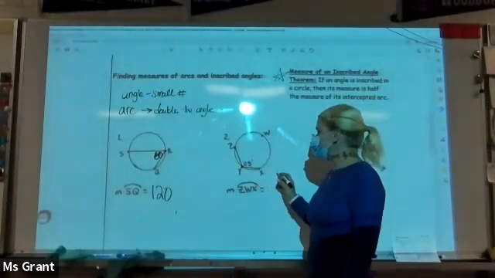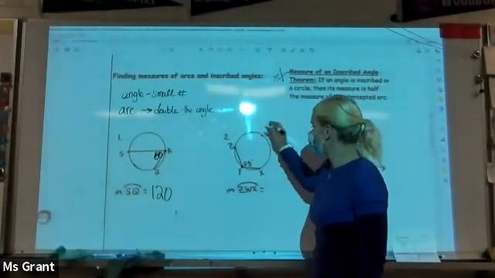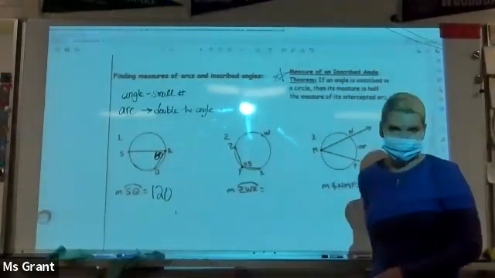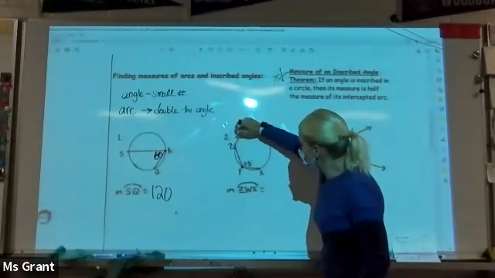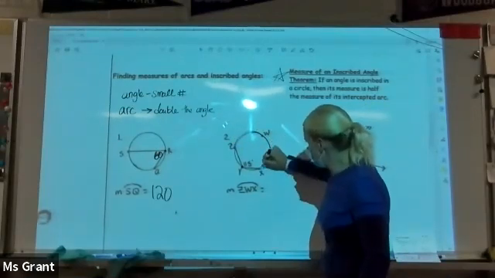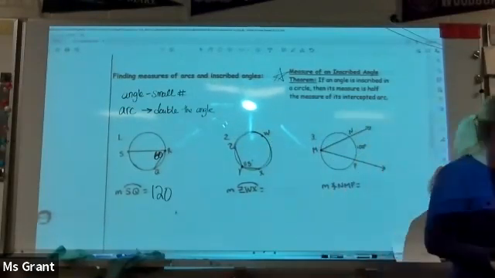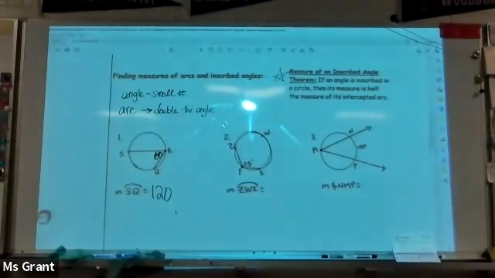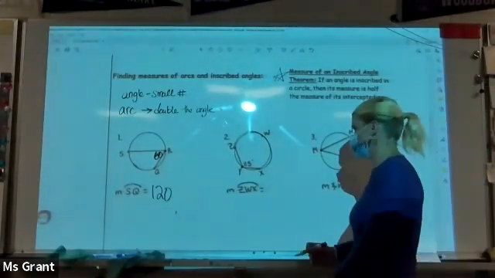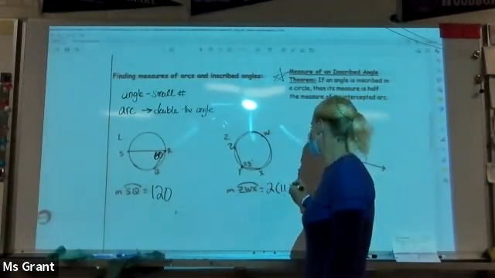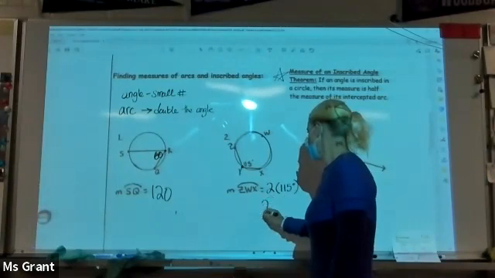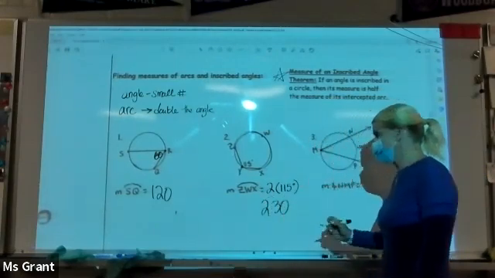The inscribed angle is 115. My arc, huge arc, by the way. Go in order, Z, W, X. Start from Z, go to W to X. Z, W, X is what? 230. Double 115. So 2 times 115 is 230.